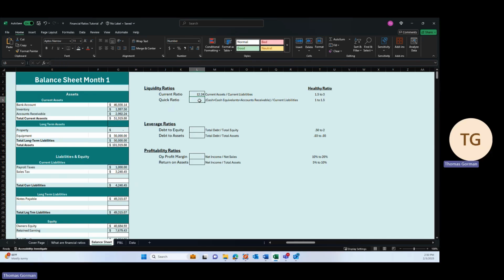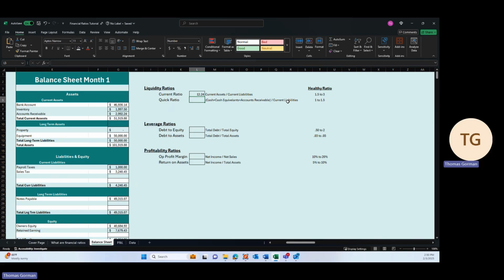Next, we're going to take a look at the quick ratio. Now, let's take a look at this formula for the quick ratio: cash plus cash equivalents plus accounts receivable. We take that total and we divide it by current liabilities.